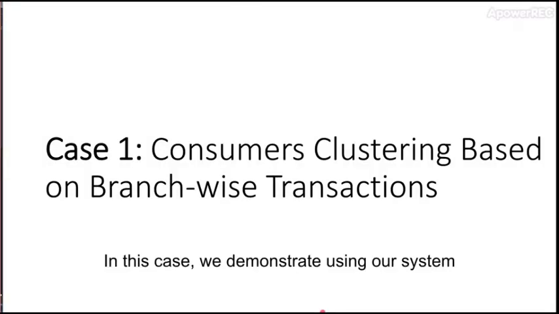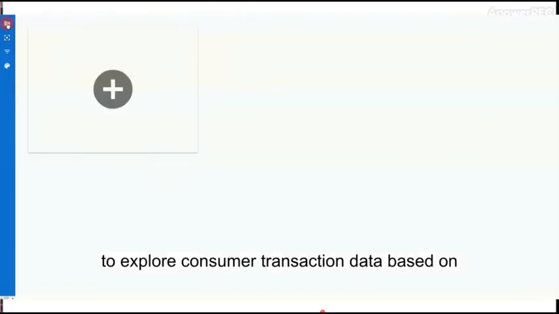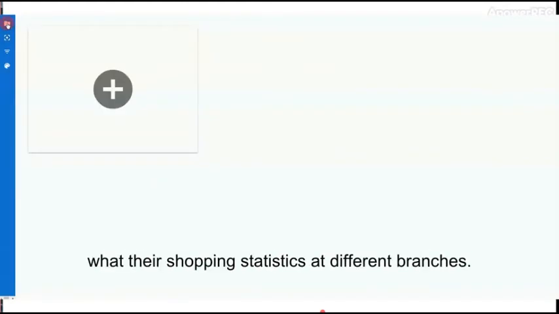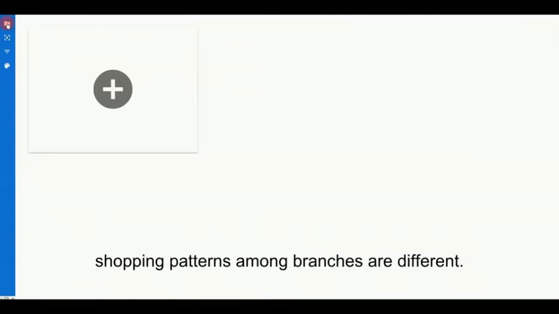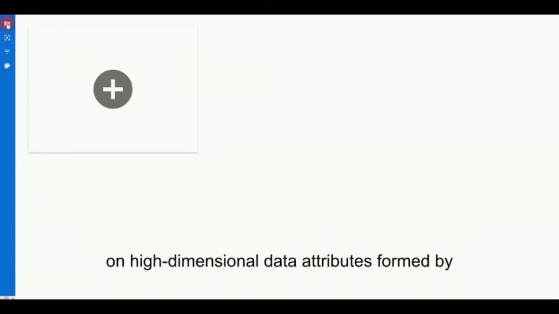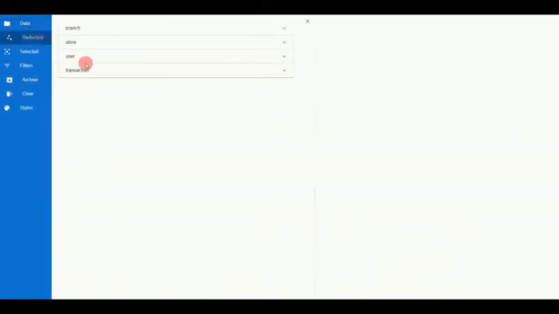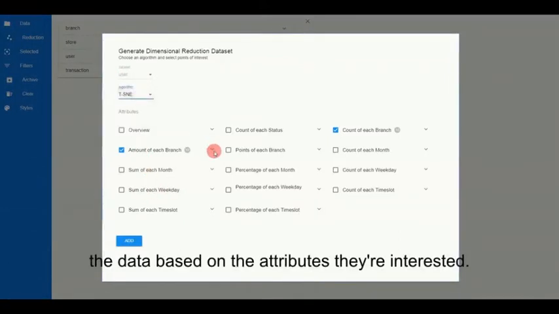In this case, we demonstrate using our system to explore consumer transaction data based on their shopping statistics at different branches. Suppose we want to observe whether consumers' shopping patterns among branches are different. We can perform dimensional reduction on high-dimensional data attributes formed by consumers' transaction statistics at different branches. A user can choose a reduction algorithm and reduce the data based on the attributes they're interested in.